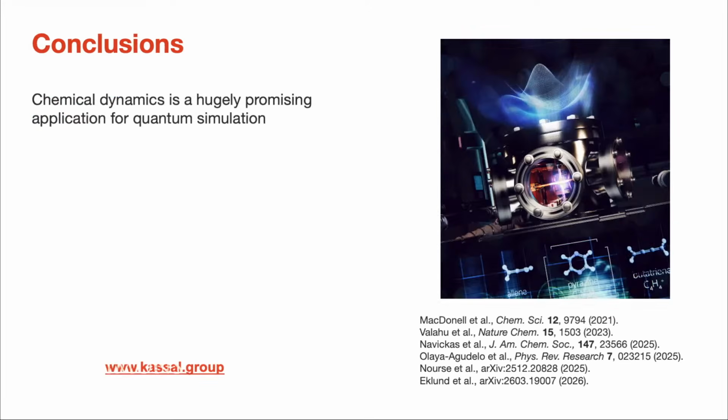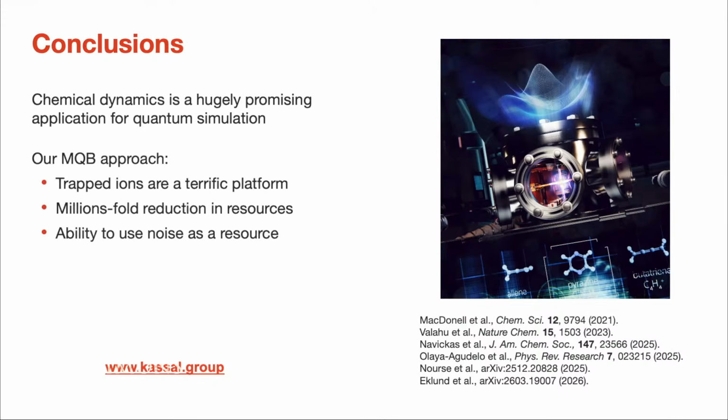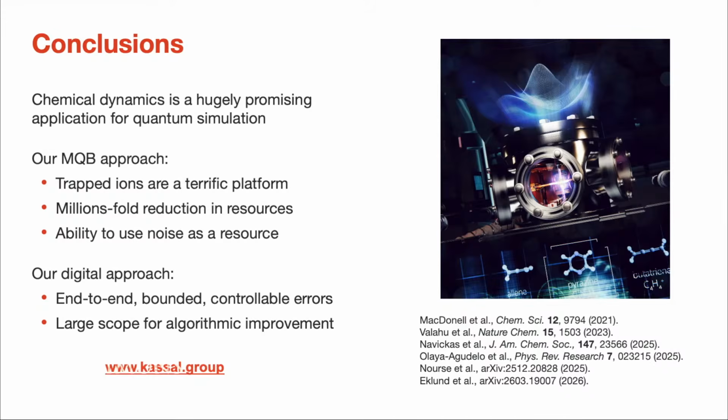Okay, so hopefully I've convinced you that chemical dynamics is a hugely promising application for quantum simulation in addition to electronic structure, and I've tried to give you two approaches. One is an analog mixed-qubit boson approach, which uses trapped ions as a terrific platform. There's a million or even billion-fold reduction in resources, and this increases with system size. And we can use noise as a resource. So I think in terms of where is the quantum advantage, I think it's probably there in the near term. And then the digital approach is end-to-end and bounded, and it has controllable errors. And I think there's still a large scope of algorithmic improvement to bring these costs down. Thank you.